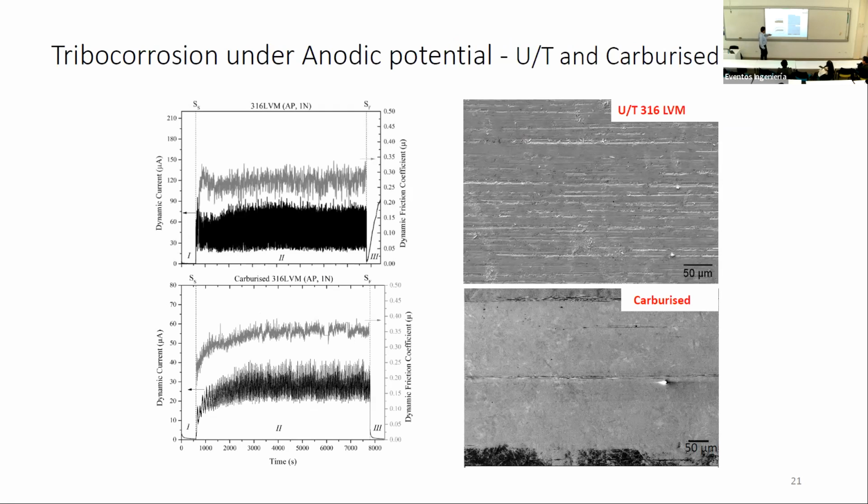Okay, we did the same test, but now under an anodic potential. So we applied a potential in the anodic direction, and basically we measured the anodic current. And over here we have quite a high anodic current, which represents material going into solution, oxidation. And we're seeing here now the wear scars are much bigger. We're getting much more mechanical damage and quite a lot of oxidation.